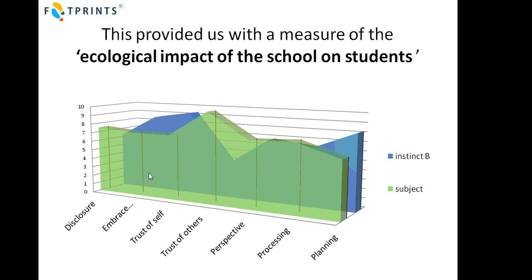Let's break that down a little bit, and if we look at one school here, the instinctive scores for those students in year 10 is shown in the blue chart behind here, and I've overlaid here the school scores, and you can see the variance here, and there's a significant ecological impact, if you like, where embracing change and trust of self is lower, trust of others is enormously higher, from this very low point of about 3.8 here up to about 8.1 here. So the environment is having a huge impact on the CAS state of these students when they are engaging in school.